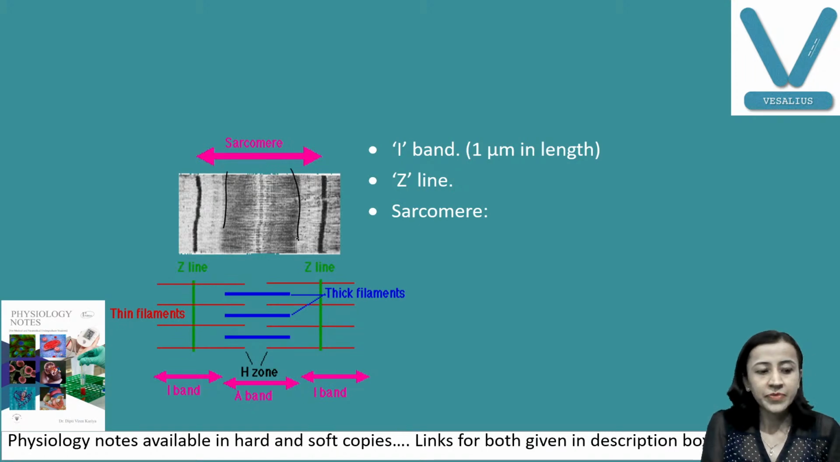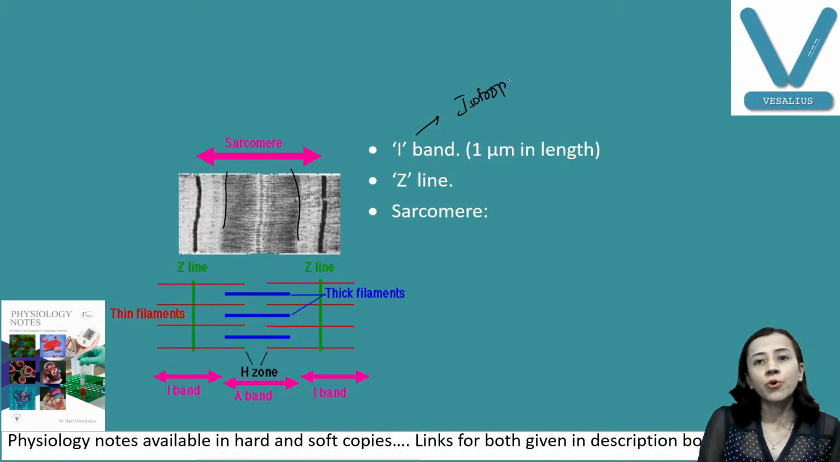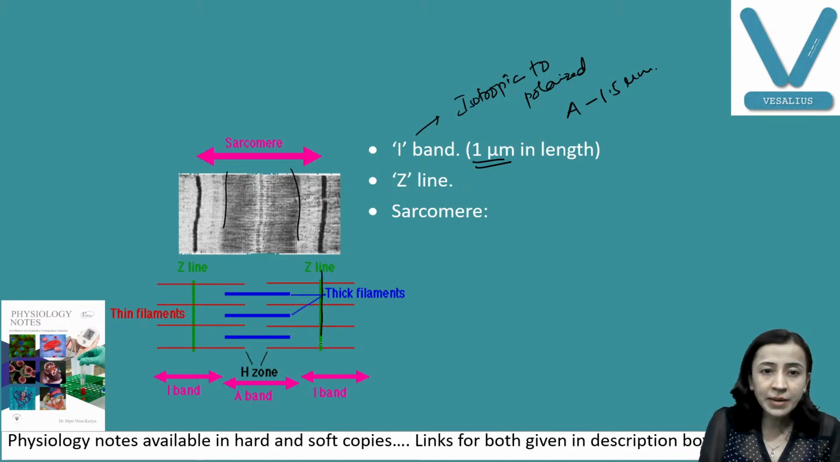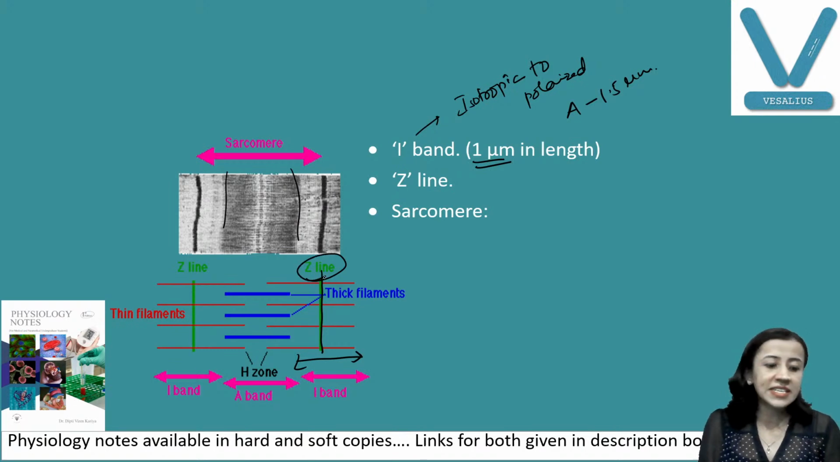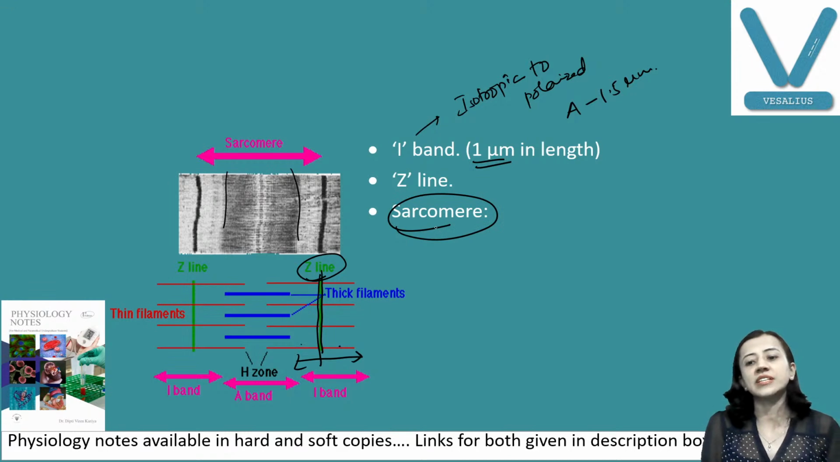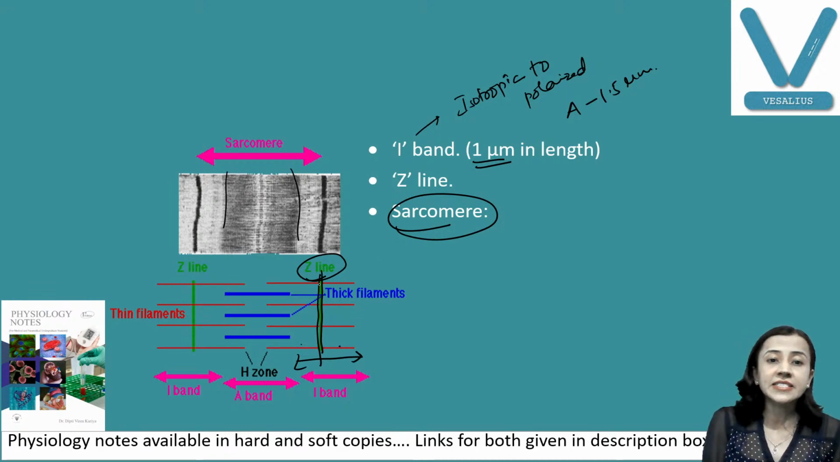Now the I band. Why is it known as the I band? Because it is isotropic to polarized light. The length is 1 micrometer. The A band length we have discussed is 1.5 micrometer. In the center of the I band, we have the Z disc or Z line. So you can say that the Z line divides the I band into two equal halves. As we have discussed, the sarcomere is the functional and structural unit of the skeletal muscle. It is the part between two Z discs.